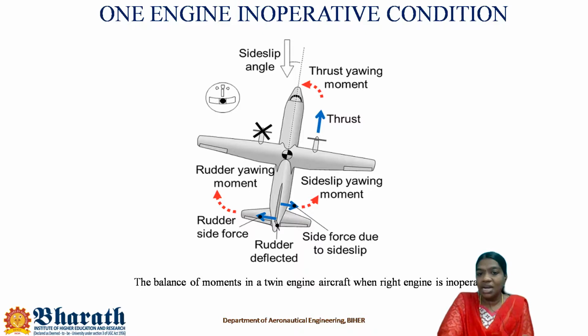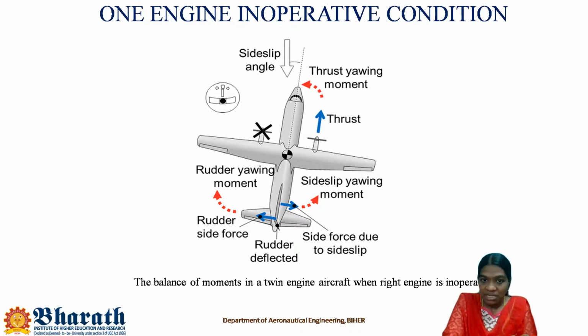the clockwise direction. So now look at this diagram. The thrust yawing moment is in the anti-clockwise direction. The rudder yawing moment is in the clockwise direction. So these moments will be nullified, finally tending the aircraft to move in its original flight path. So got it? This diagram also illustrates the side slip.